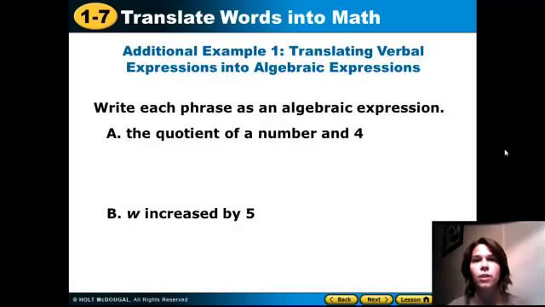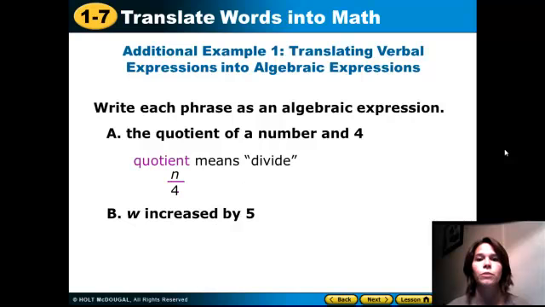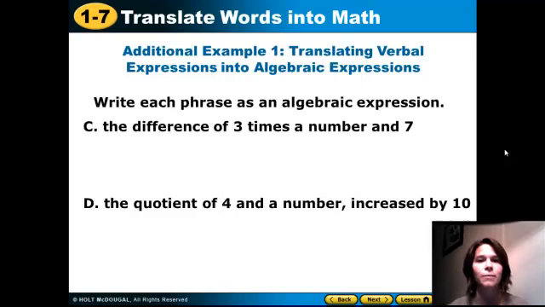So let's look at how we can use some of these. For example A, write each phrase as an algebraic expression: the quotient of a number and 4. Quotient is the answer to a division problem. So quotient means to divide, n divided by 4. Notice we use that fraction bar. Example B: w increased by 5. Increased by means to add, so we're just going to add, w plus 5.